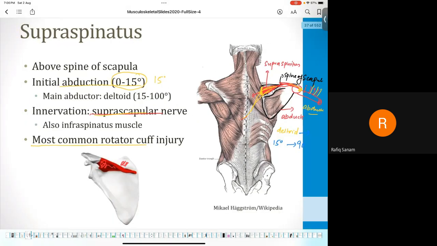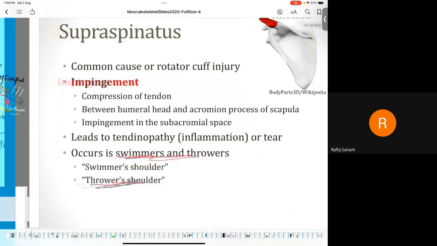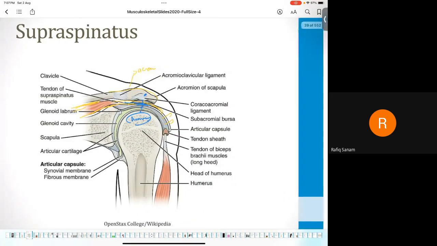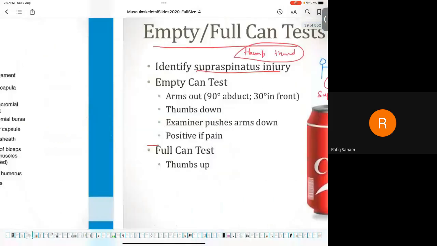We discussed supraspinatus is going to be present above the spine. If we just pull this muscle from its origin side, it's going to lead to abduction, the 15% abduction. We discussed that the most common rotator cuff injury is going to be seen in this muscle. Why? Due to impingement between your acromion process and head of humerus. You can see here the tendon can get compressed by the acromion process.